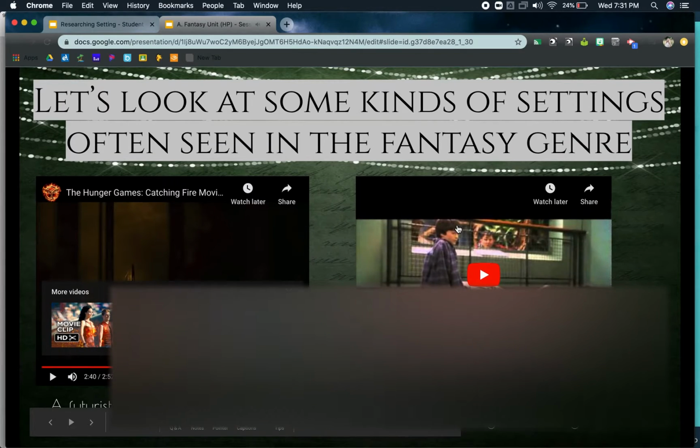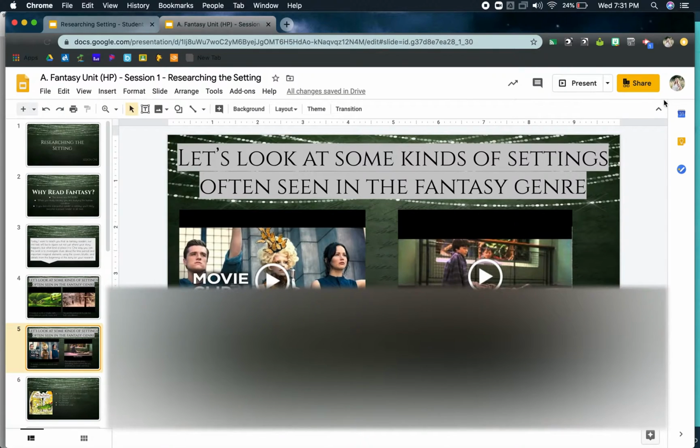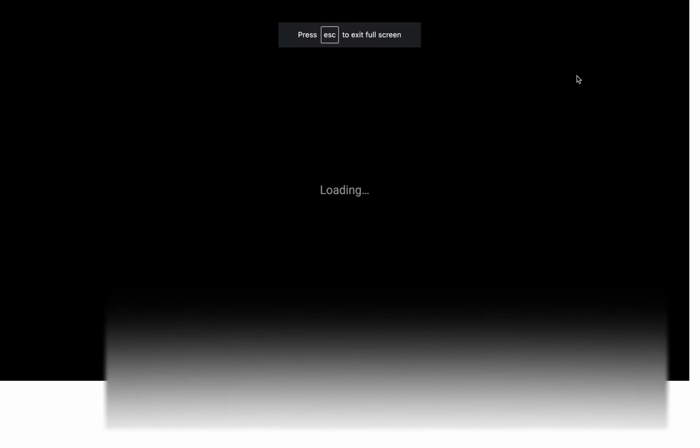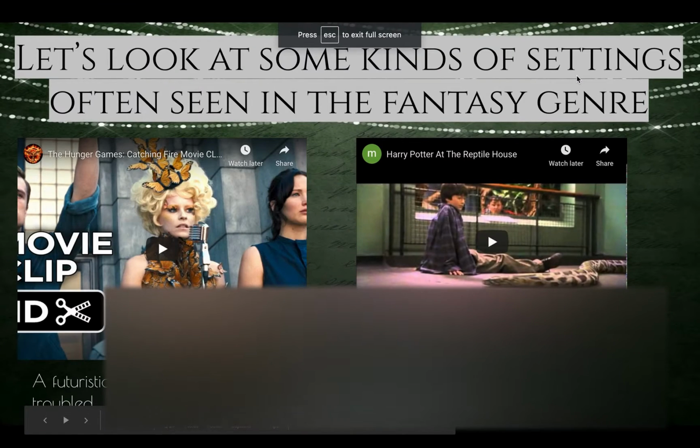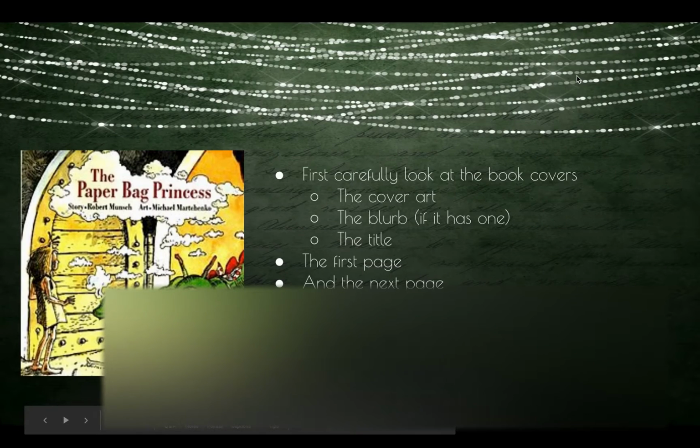Okay, so we see there in that setting, we have an ordinary world, but it's starting to get infiltrated by magic. And that's another setting that we can see in fantasy. We're going to start by looking at this picture book here, The Paperback Princess. And when we're thinking about setting, when we're researching the setting of the books that we're reading, we want to first pay attention to the cover art. We want to look at the blurb if it has one, the title, the first page, and the next page.